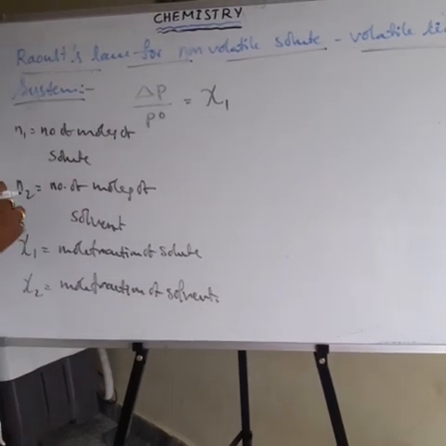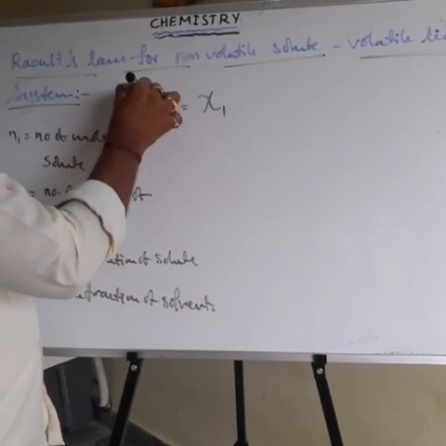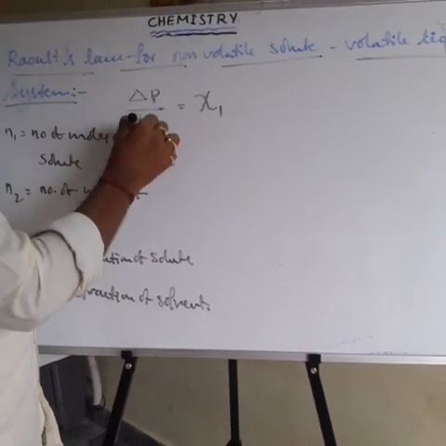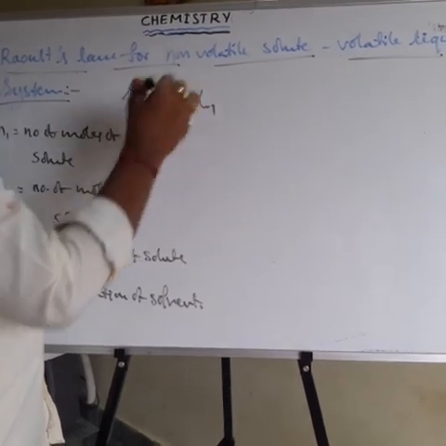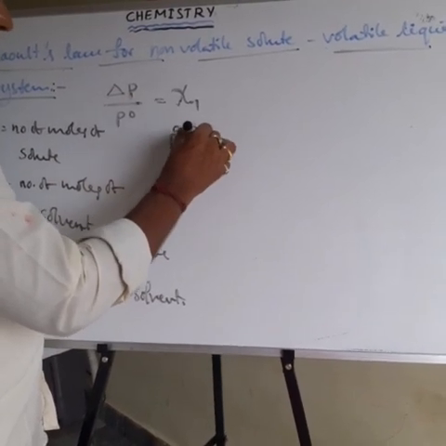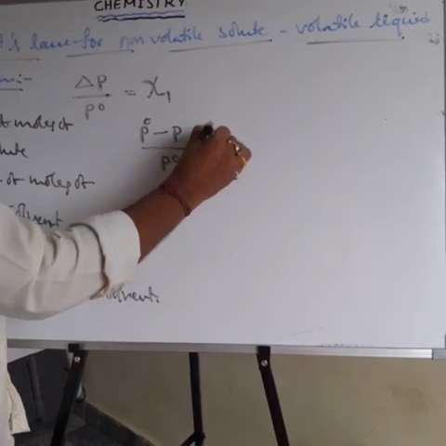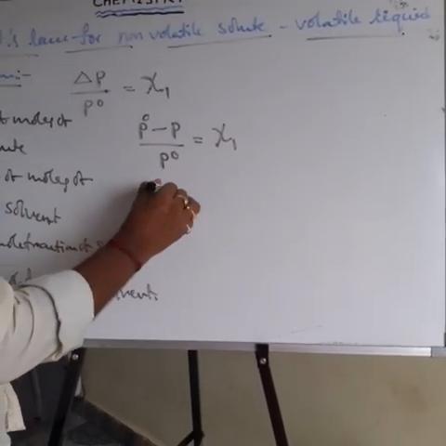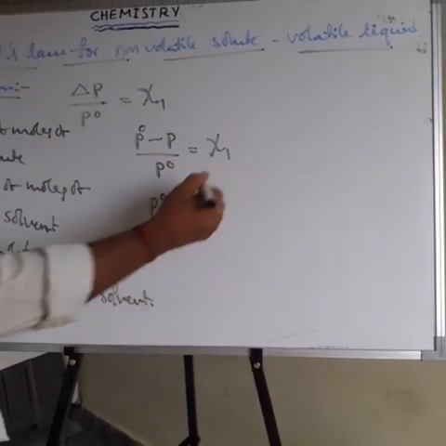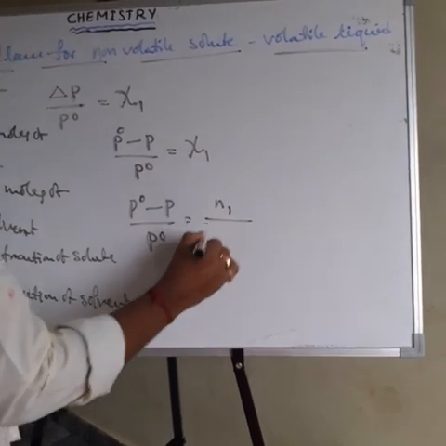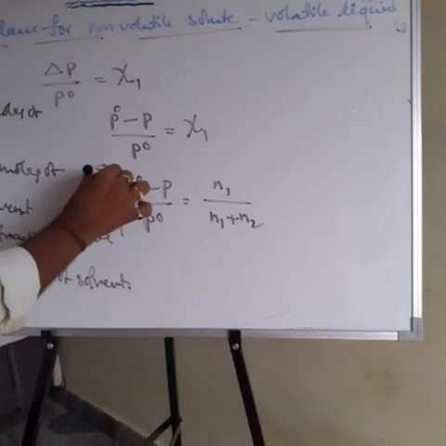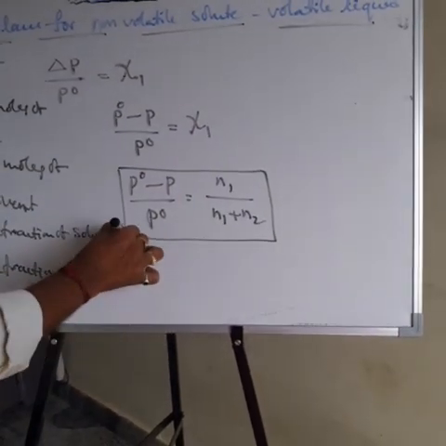According to the statement, the relative lowering of vapor pressure of dilute solution containing non-volatile solute is equal to the mole fraction of the solute. Then delta P is nothing but P naught minus P, divided by P naught, equal to Xi1, the mole fraction of the solute. What is mole fraction of solute? Number of moles of solute divided by total number of moles of the solution. So this is the Raoult's law statement for this system.